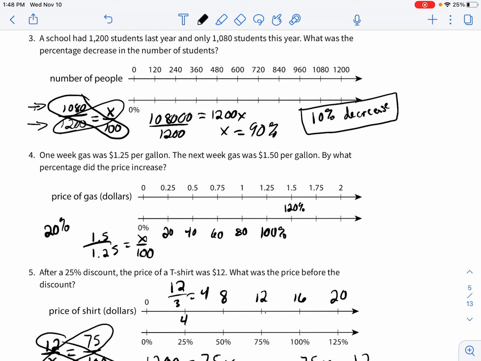And you see that 150 is equal to 1.25x. When you divide by 1.25, that's going to equal 120. So 120%. The percent increase is what the percent is over 100. Well, 120 minus 100 gives you 20%. So it was a 20% increase.